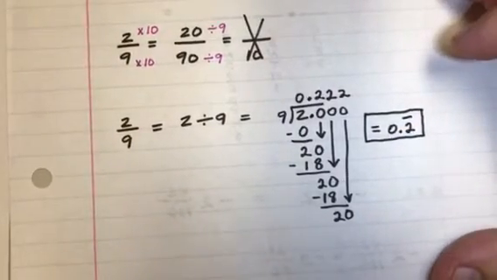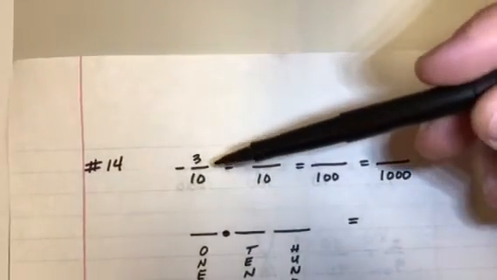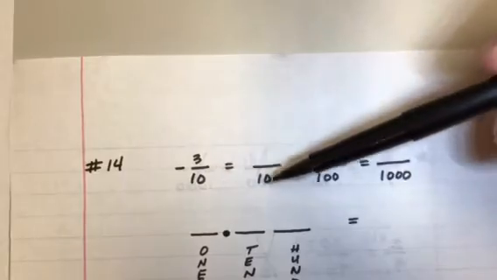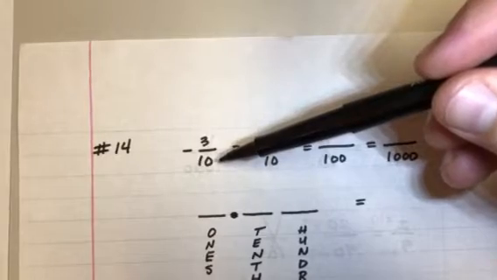Okay. All right. That's one example. Another example would be if you had a negative number. Okay, first I always try to think, is there an equivalent fraction with a denominator of 10, 100, or 1000? Well, there doesn't need to be because this already has a denominator of 10.